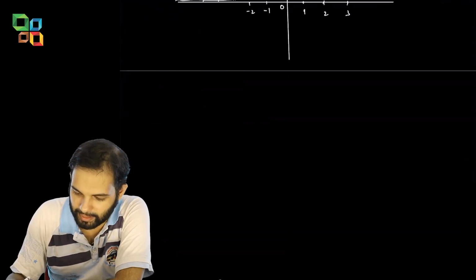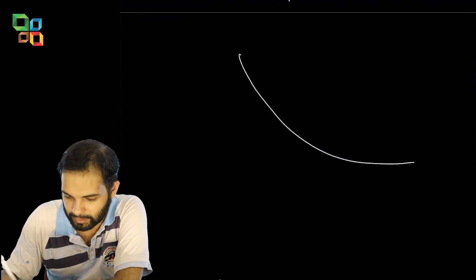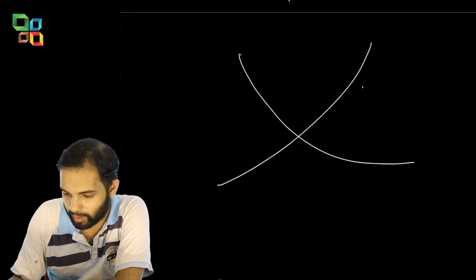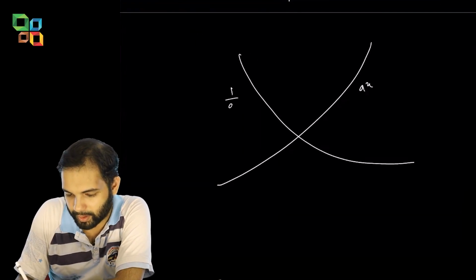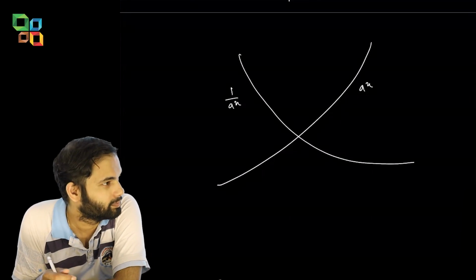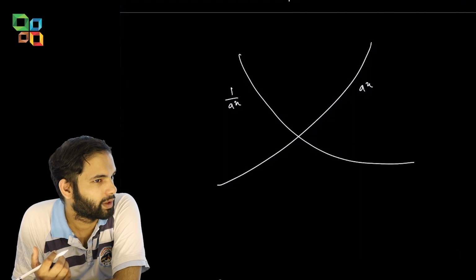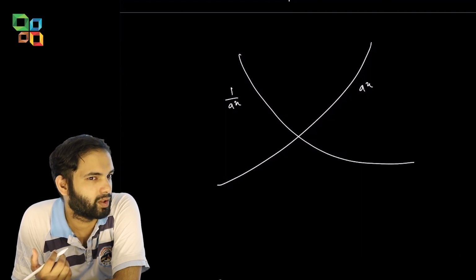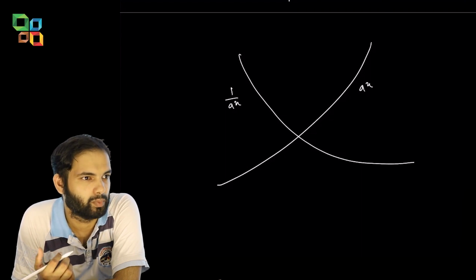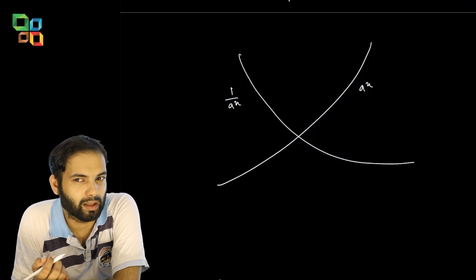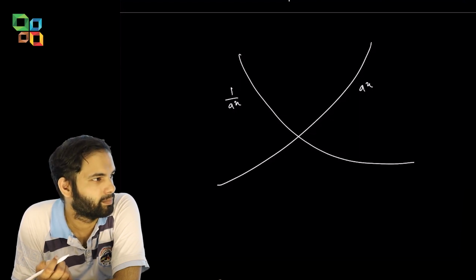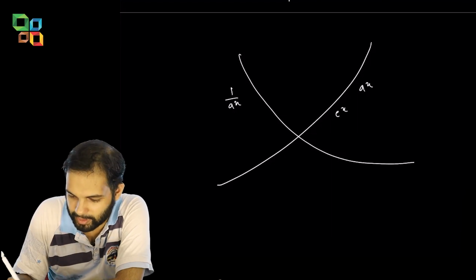In general, you'll have a graph something like this, right? So one will be a power x, one will be 1 by a power x. If you draw it smoothly, probably you'll get something like this. Right. So these are called exponential functions. Why are we writing the variable in the exponent there? You can see a is a constant. Doesn't matter. Even if it's e power x, it will be something like this.